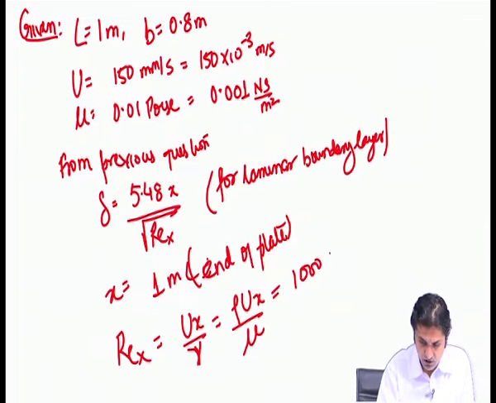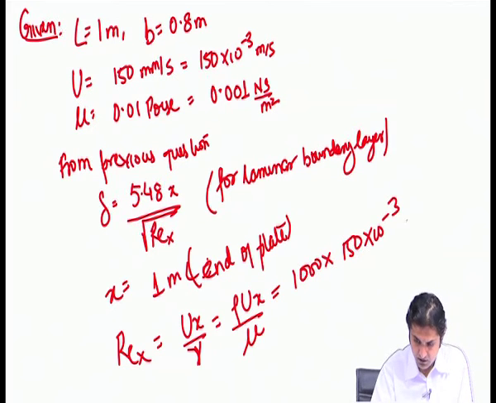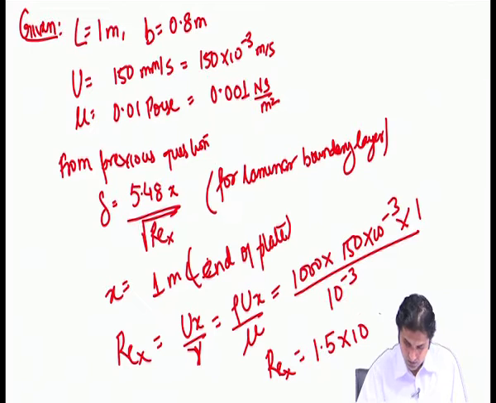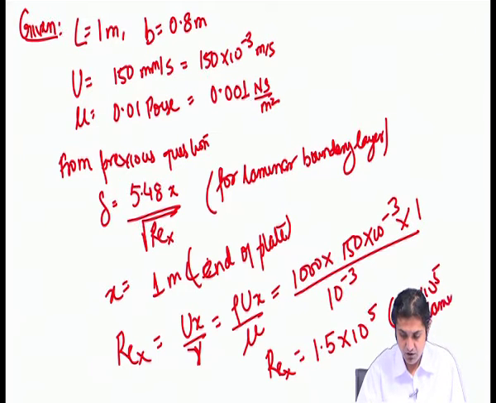So 1000 is the density of the water, 150 into 10 to the power minus 3 into x is 1 meter divided by mu is 10 to the power minus 3. So Reynolds number at x is going to be 1.5 into 10 to the power 5, and of course it is less than 5 into 10 to the power 5, means laminar. So our assumption was okay.